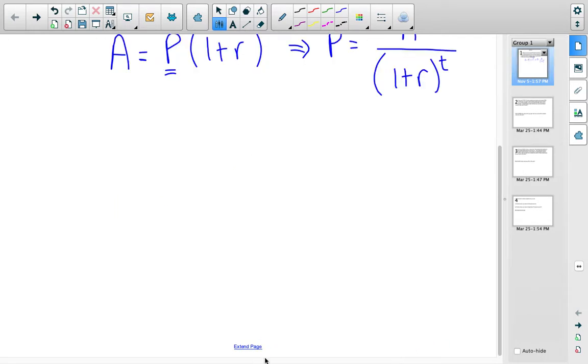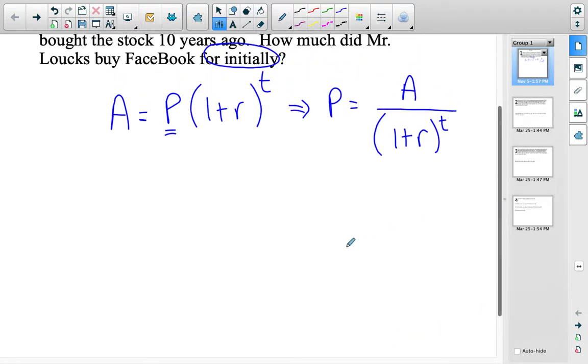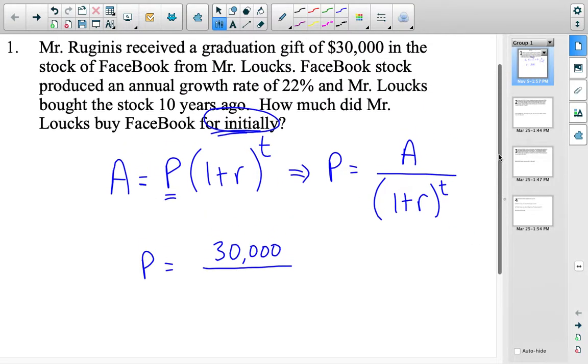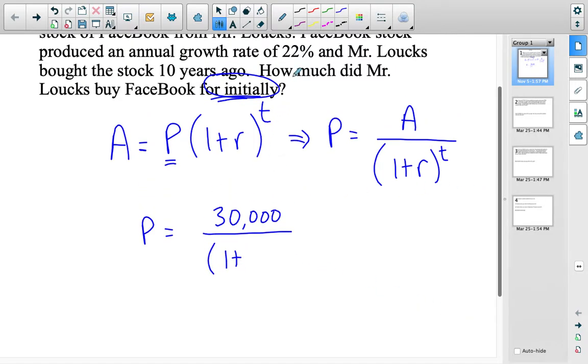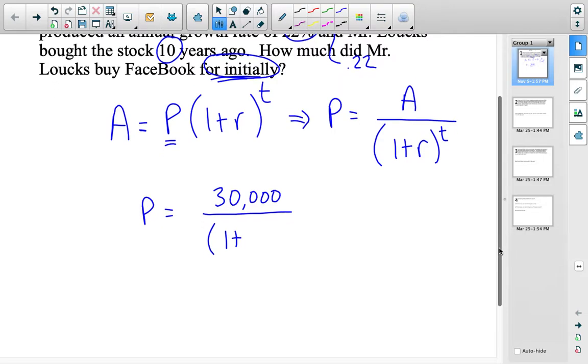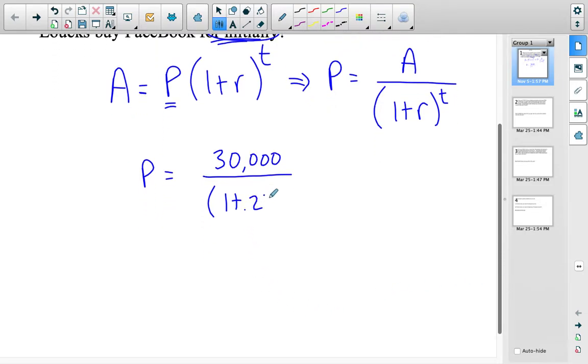Let's give myself a little more space. Ending amount was $30,000. Remember, I'm trying to find my principal amount, my beginning amount, my initial amount. So it's $30,000 divided by 1 plus, remember this 22% is 0.22, and I've got 10 years. So 1 plus 0.22 raised to the 10th power.